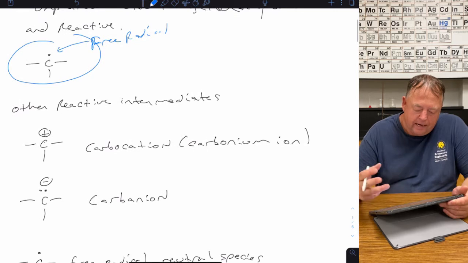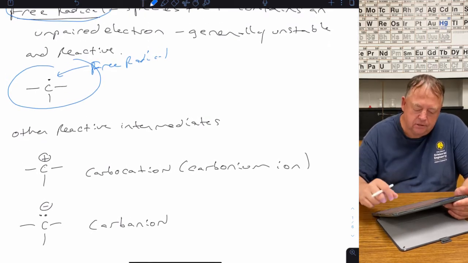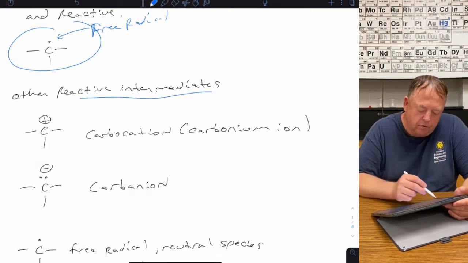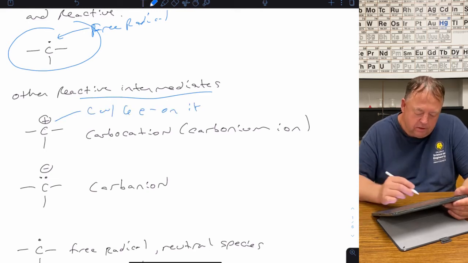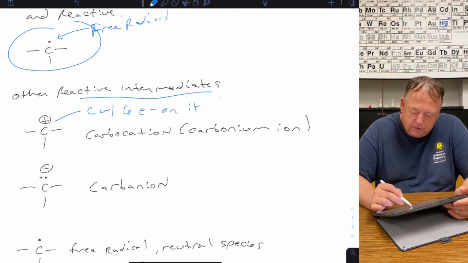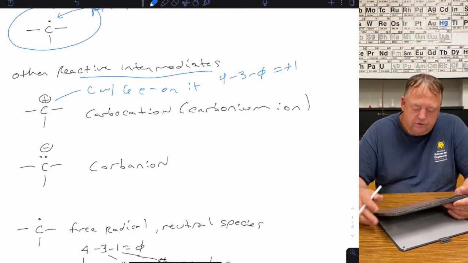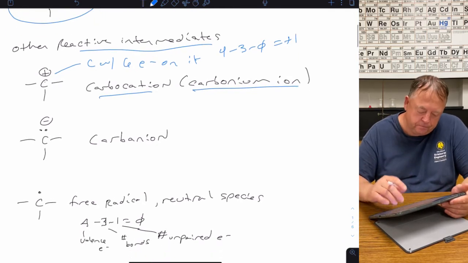So usually free radicals are intermediates in reactions. So there are other reactive intermediates. You could have a carbon with only 6 electrons on it. If we calculated the formal charge on carbon, for example, 4 valence minus 3 lines minus 0 unpaired electrons, it would be +1 charged. So carbon with a positive charge is what's known as a carbocation or a carbonium ion.